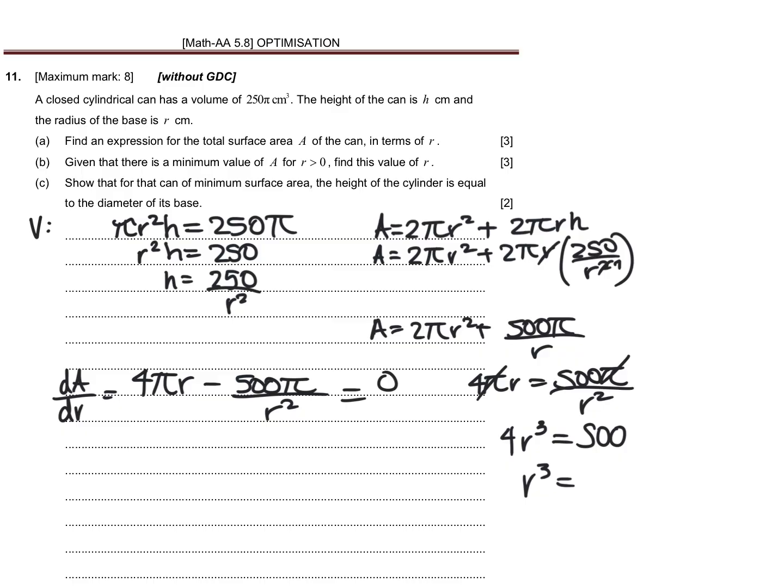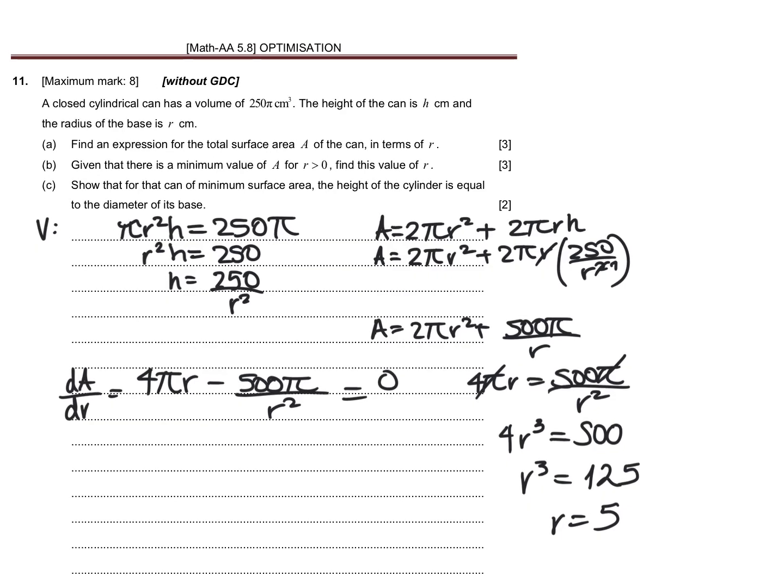And dividing by 4, we're going to have r cubed is 125. And that is going to be, the cubed root of 125 is 5. Because 5 times 5 times 5 is 125. So that's B.